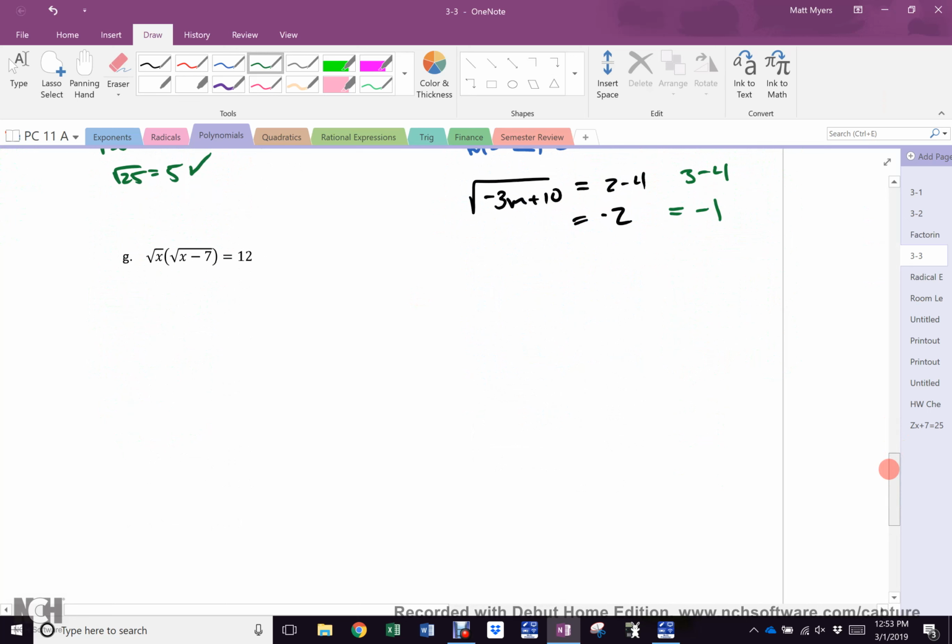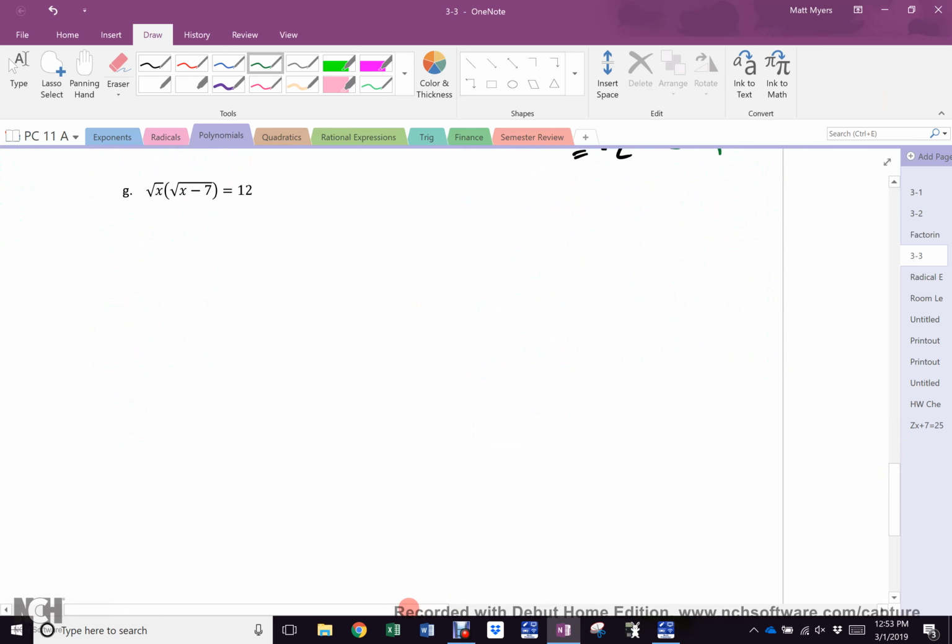Now, G. Who was scared of G? Be honest. All right. So, yeah, it's not too hard, is it? Even though there's two radicals, I'm supposed to isolate them, right? So which of those radicals is easier to isolate?